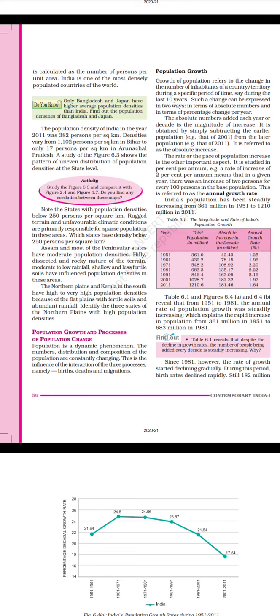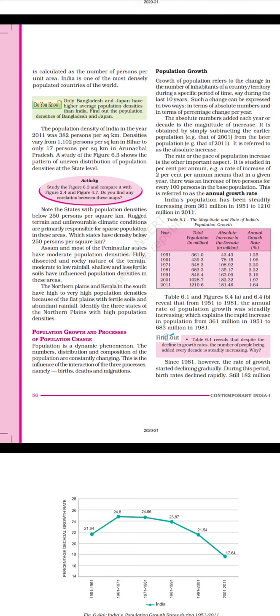Population growth. Growth of population refers to the change in the number of inhabitants of a country or territory during a specific period of time, say during the last 10 years. Such a change can be expressed in two ways: in terms of absolute numbers and in terms of percentage change per year. The absolute numbers added each year or decade is the magnitude of increase. It is obtained by simply subtracting the earlier population, for example that of 2001, from the later population, for example that of 2011. It is referred to as the absolute increase.